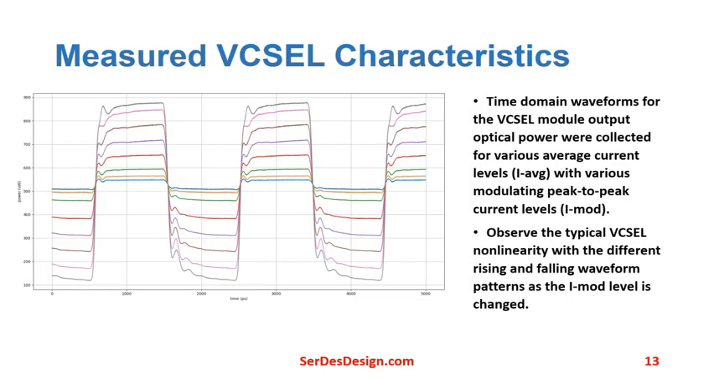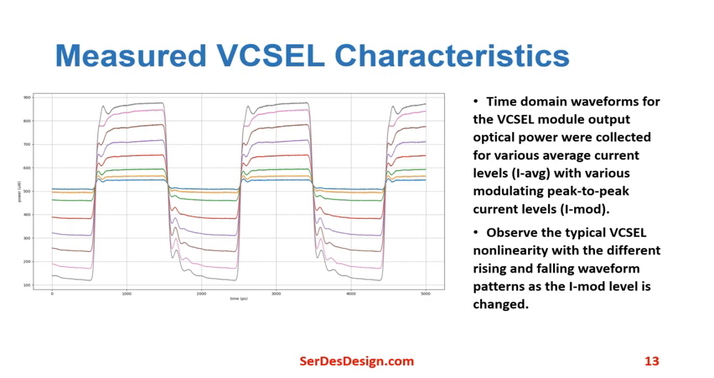This figure shows the more detailed VCSEL module characteristics as measured by Reflex Photonics. Using a Reflex Photonics Lightable EOE retimer, time domain waveforms for the VCSEL module output optical power were collected for various average current levels with various modulating peak-to-peak current levels. The bit rate of 10.3125 gigabits per second was used with repeating NRZ data patterns of 10 zeros and 10 ones. The Keysight N1090A scope was used with waveform averaging set to 256.